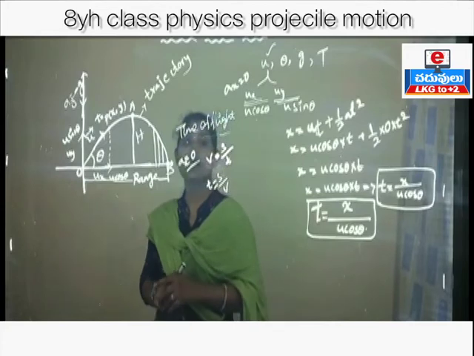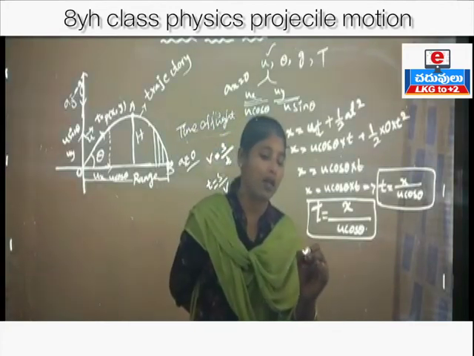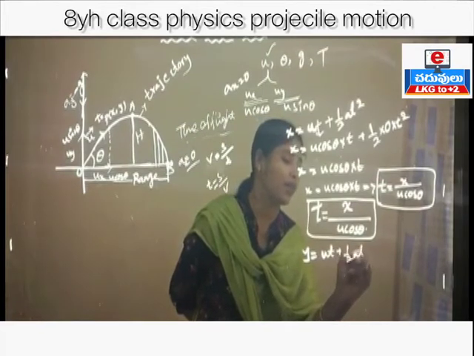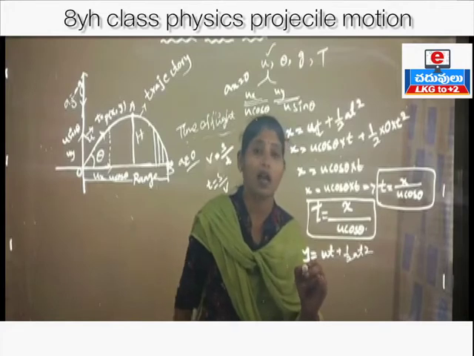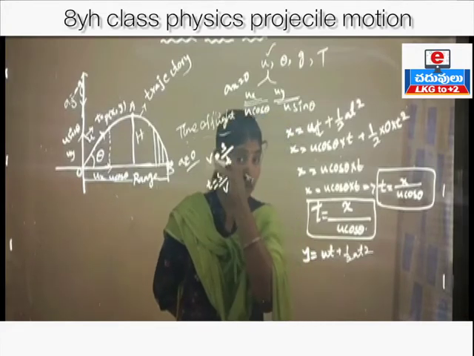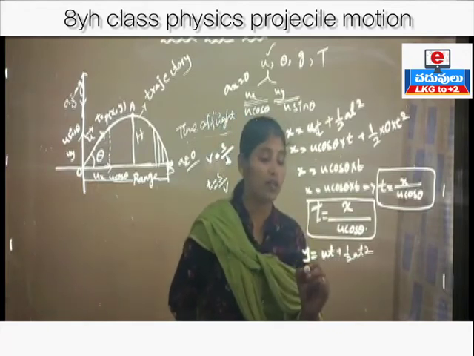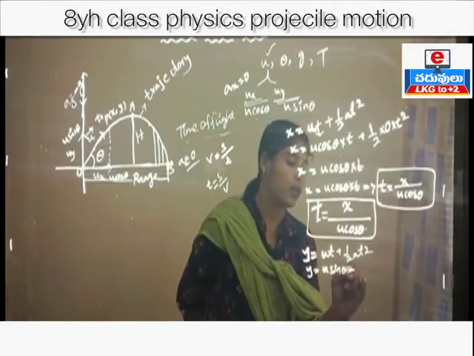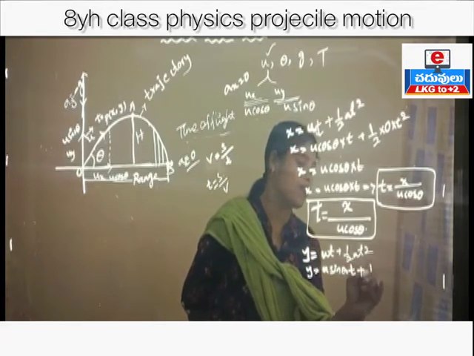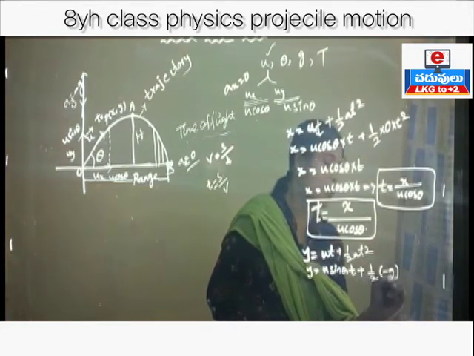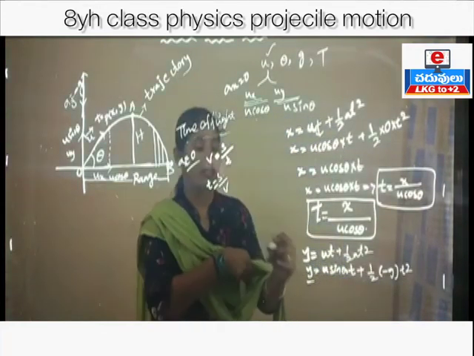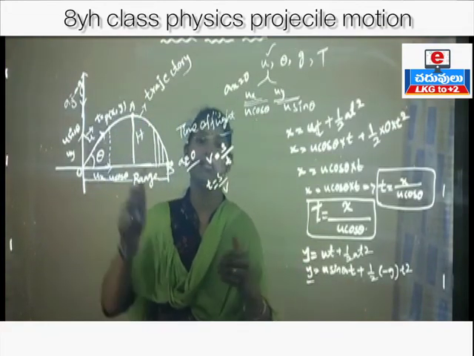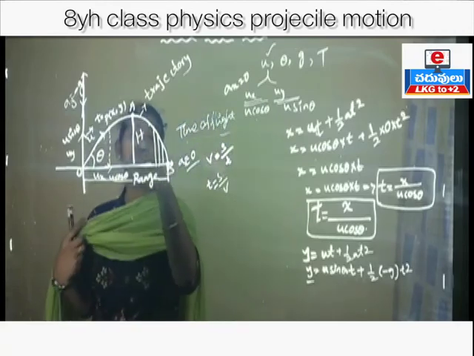From this, for the vertical direction we can write the same uniform accelerated equation, y is equal to ut plus half at square. Y means along the vertical direction. So here u means u sin theta, into t plus half, a is equal to minus g, into t square. Y represents the vertical distance when the projectile is projected.